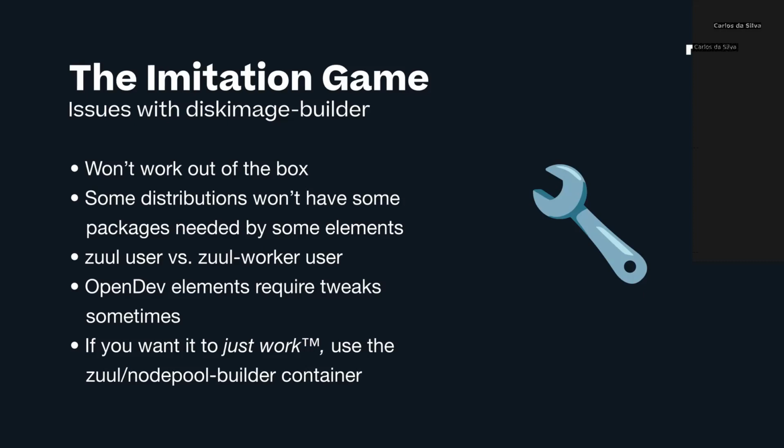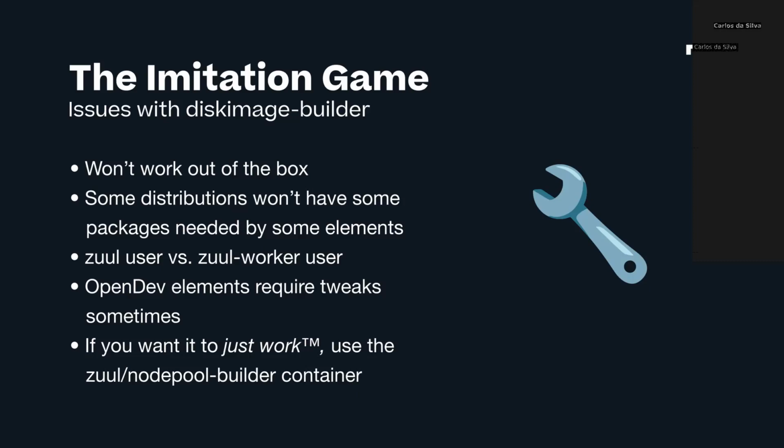Also, a very big issue we had was the user that Zuul uses to make an SSH connection to the test nodes. This is a really big problem, and we wasted some time on this: the Zuul user and the Zuul worker user. So how it works is there are two disk image builder elements, the Zuul worker and the Zuul worker user elements. There are two different elements.